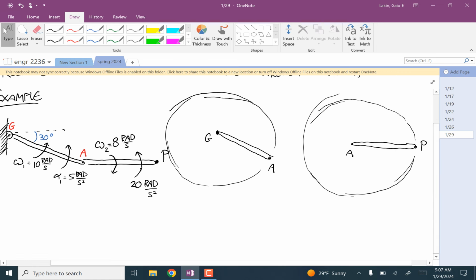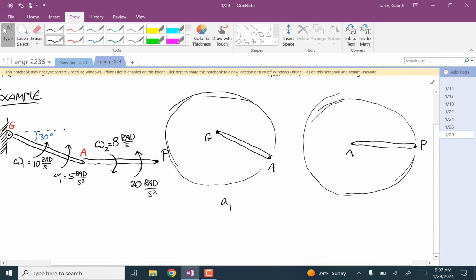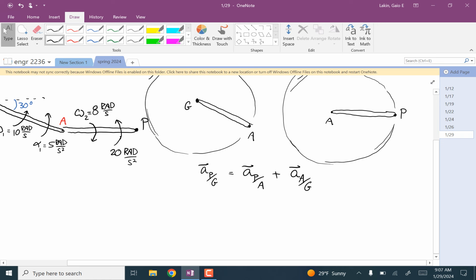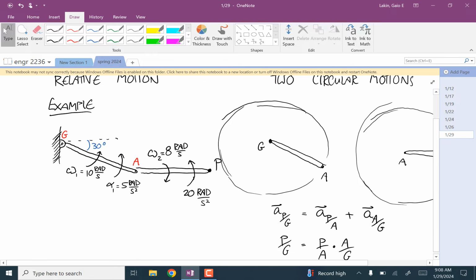And the solution is combining these 2 using the relative motion equations. So the acceleration of P relative to the ground is the acceleration of P relative to A plus the acceleration of A relative to G. And you know this is in the right order because P over G is equal to P over A times A over G. Okay? The first thing we calculated last time, we got through the first half of this.